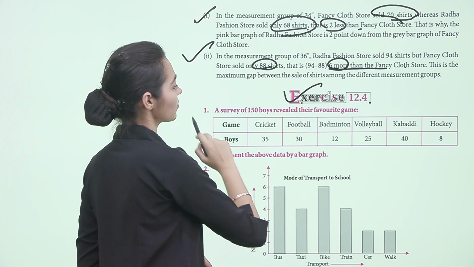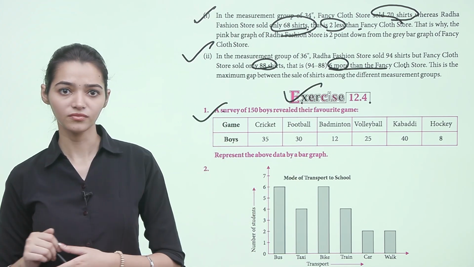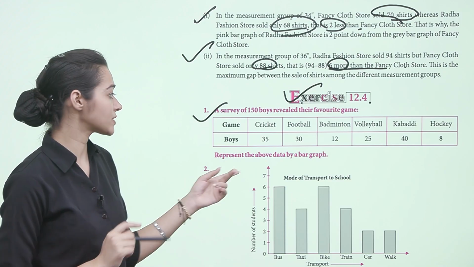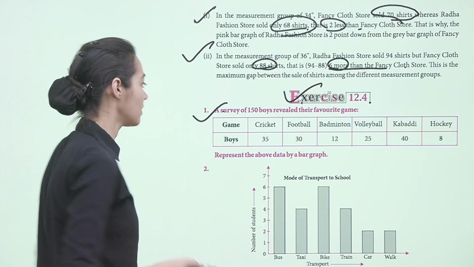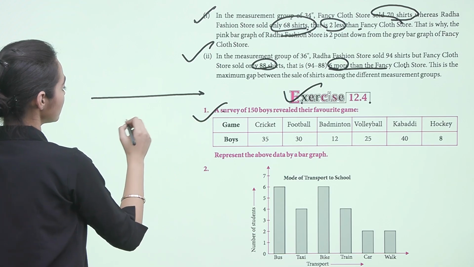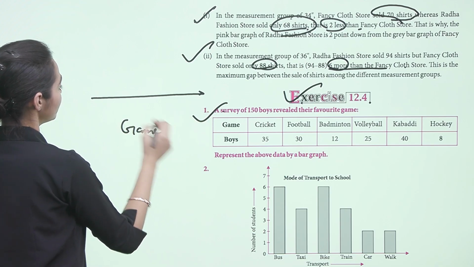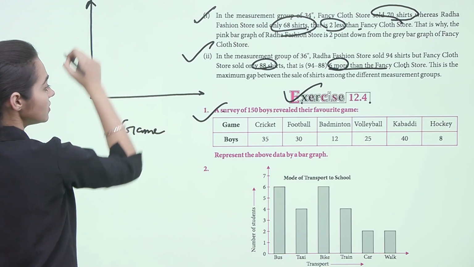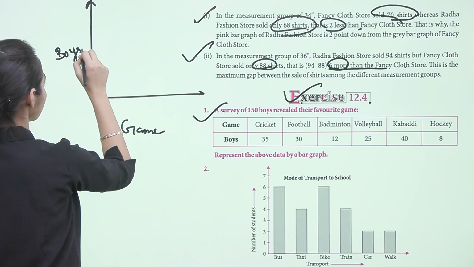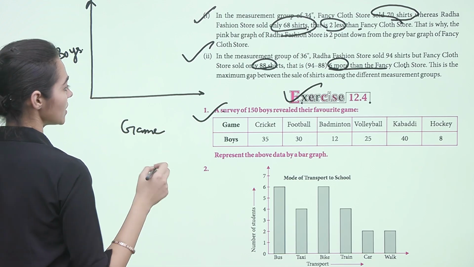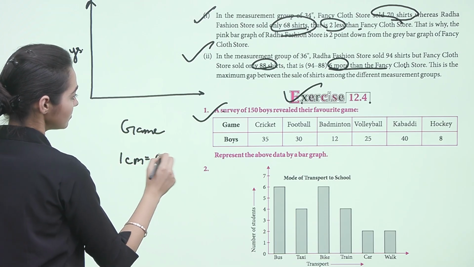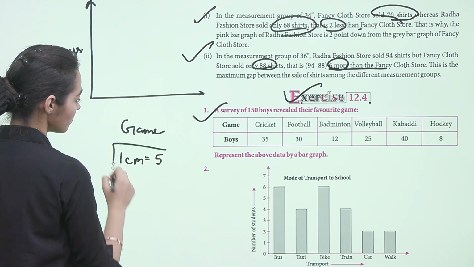Now let's start with exercise 12.4. Here in the first part, a survey of 150 boys revealed their favorite game. Here we have to represent the data by a bar graph. So here you can represent the game, and here you will be representing the boys. Let's imagine that our 1 centimeter represents how many? 5 boys.